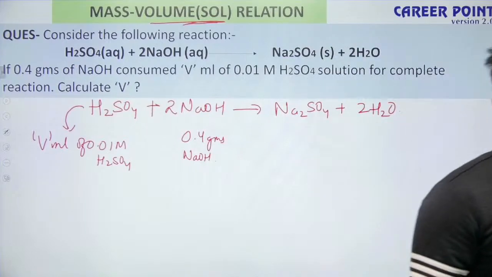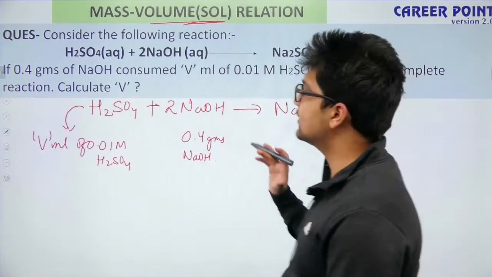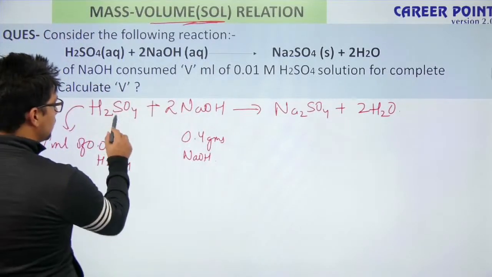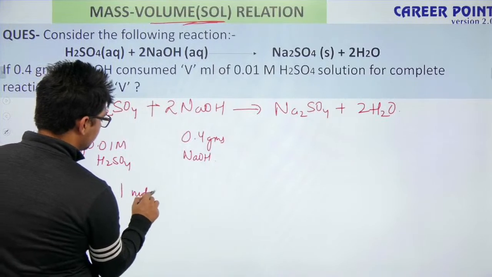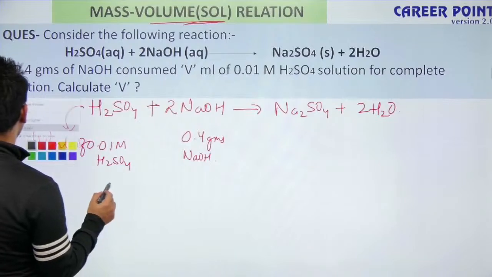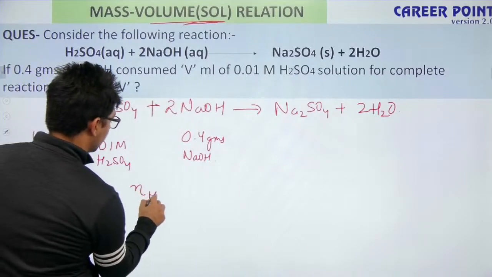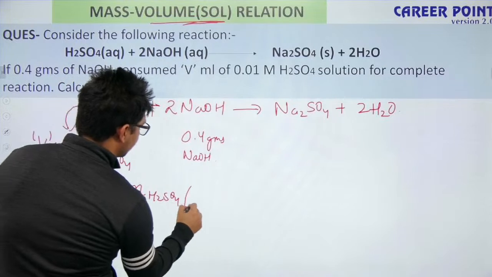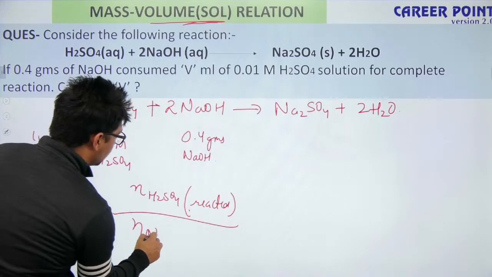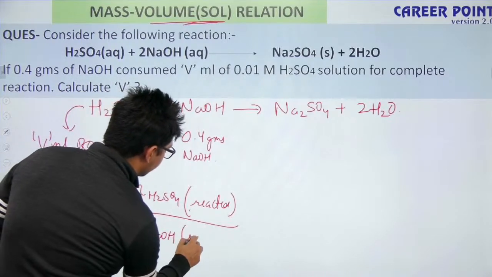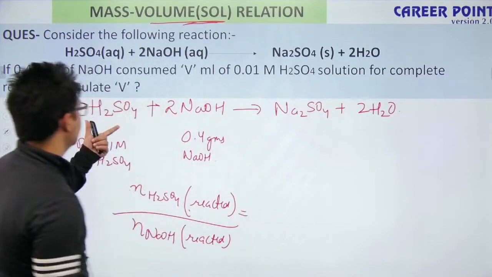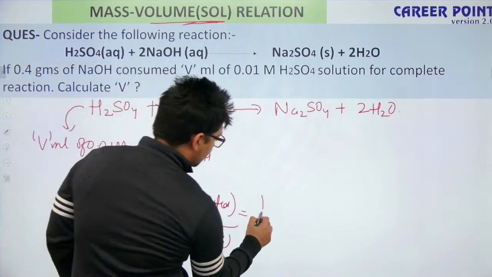So what we will do in this type of question is simply relate the moles. We can simply say the moles of H2SO4 reacted by the moles of NaOH reacted. So how much are they coming out? The ratio is, look at this, 1:2. So this is the ratio.